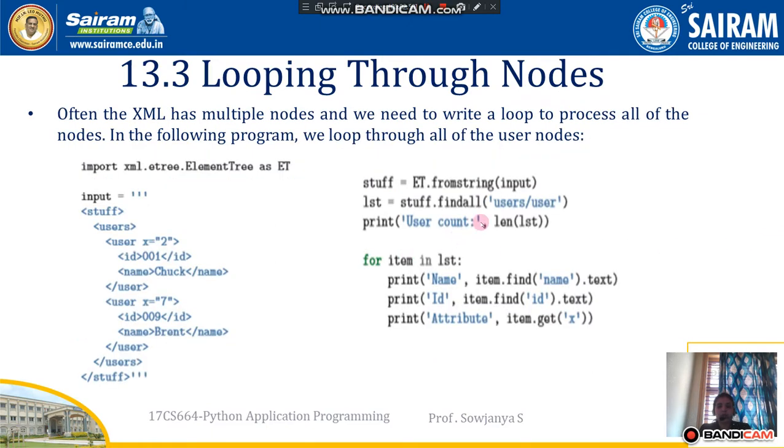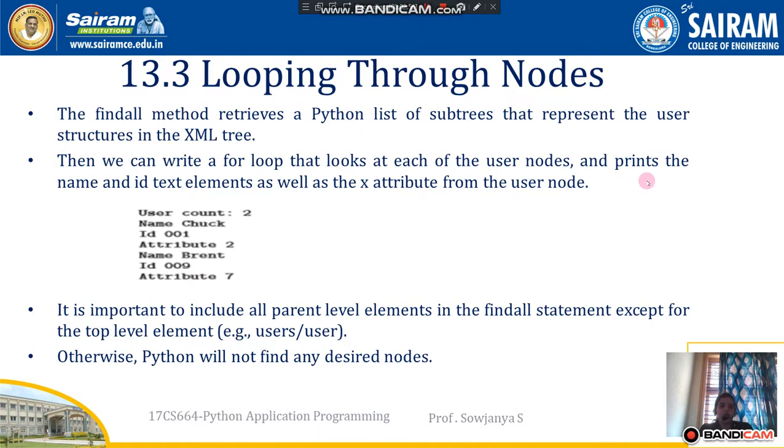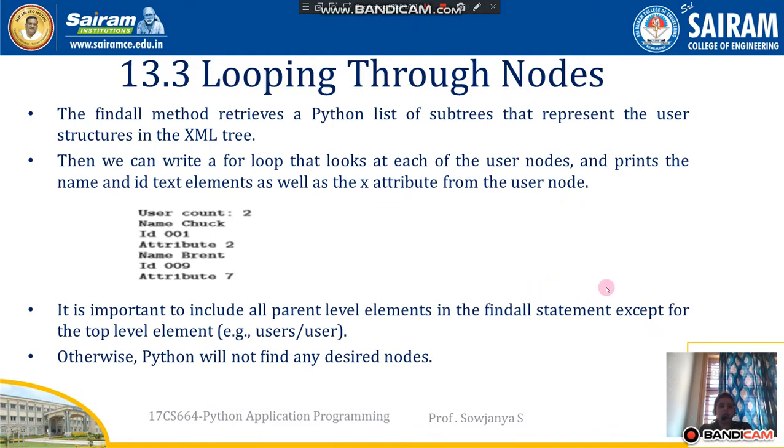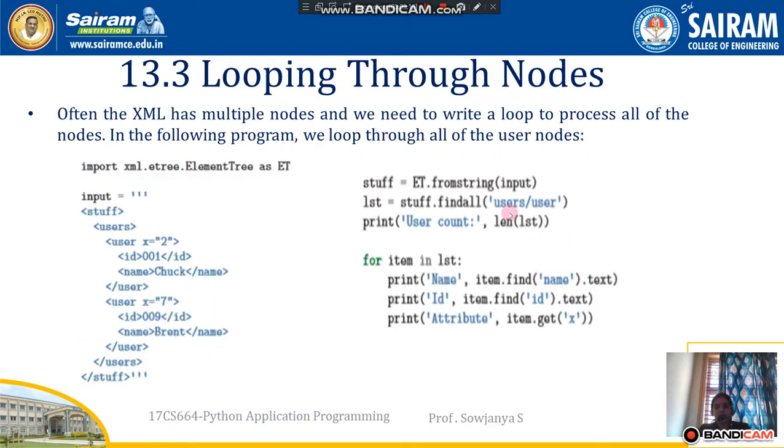Whatever subtrees are there, it is going to present the same, that is, it is going to count the number of users. Then we can write a for loop that looks into each of the user nodes and then prints the name and id of the text element as well as the x attribute from each user. It's very important to include all the parent level elements in the findall statement except for the top level element. You can see the parent elements here, users and user.